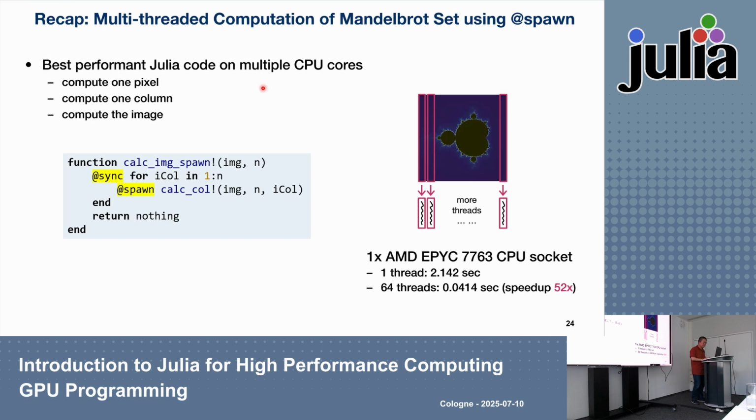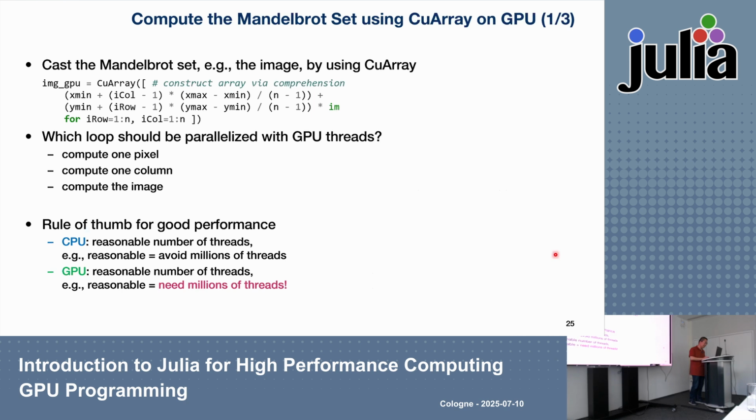And also, you have, let's say, good speedup with 64 threads, which is 52 times faster. This looks great, right? Most people will be satisfied, but you will see something really interesting by using GPU.